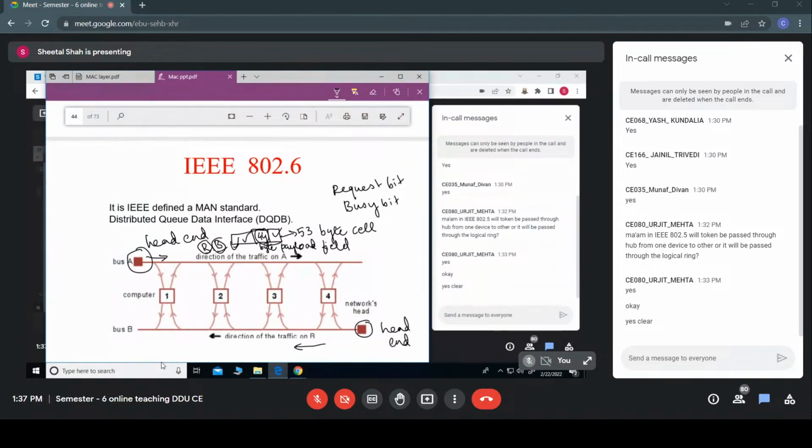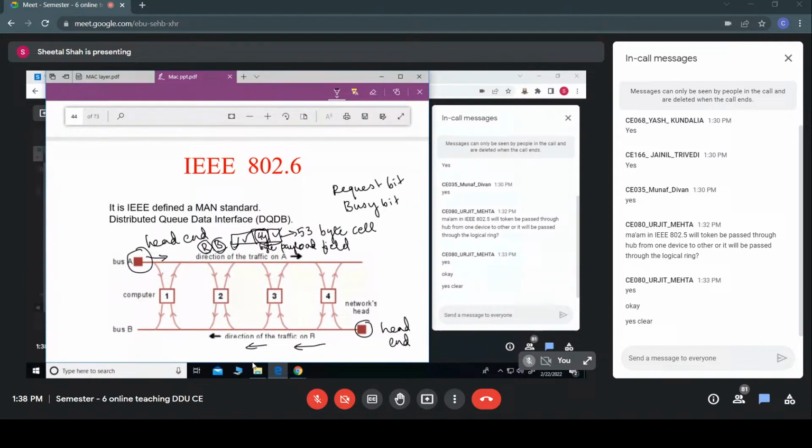Say suppose station 3 wants to send some data to station 1. And as I said, every station should know where the other stations are, whether towards its right or towards its left. Now if station 3 wants to send some data to station 1, the station is in this direction, isn't it, from 3 to 1. So what it has to do is use this bus, that is bus A.